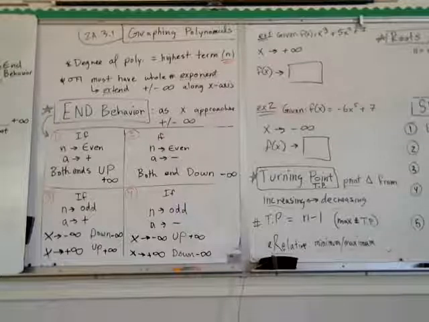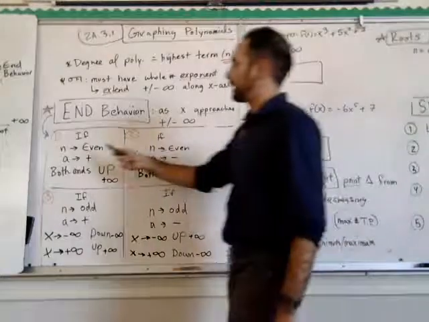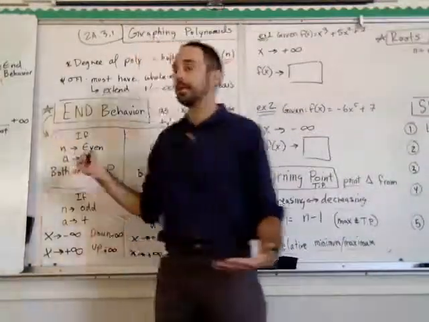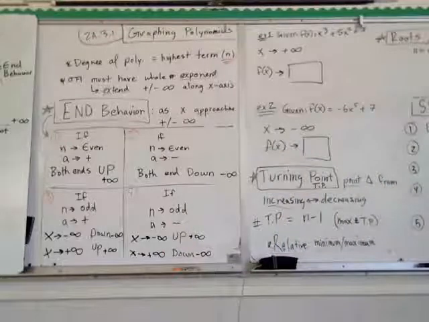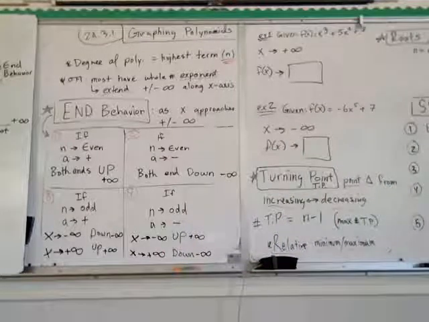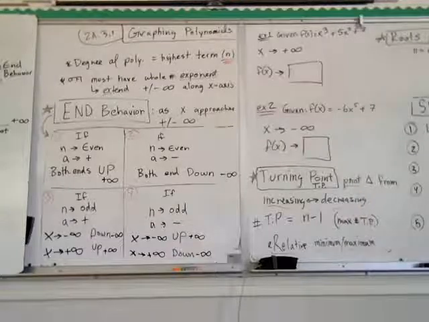Do boxes 1 and 2 apply to this problem right here? Read what the conditions are. If what? N, that's our degree, is even, right? Boxes 1 and 2 have, if n is even. Is n even right here? N is 2, right? N is equal to 2, it's even. That's going to be one of the key pieces of information to pull out.